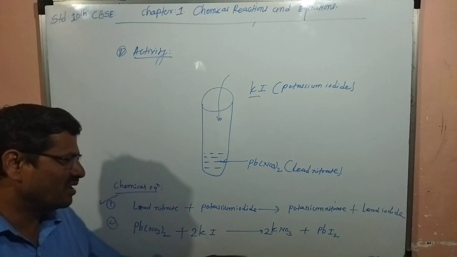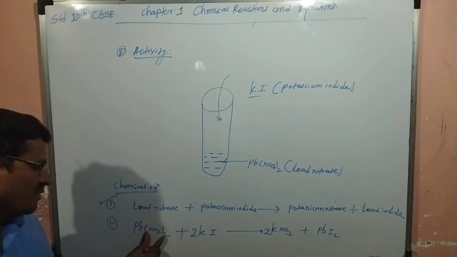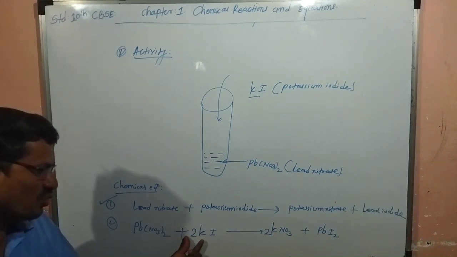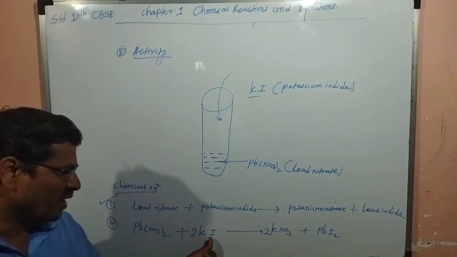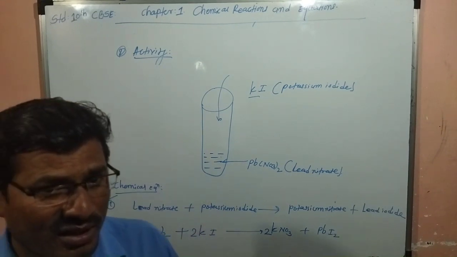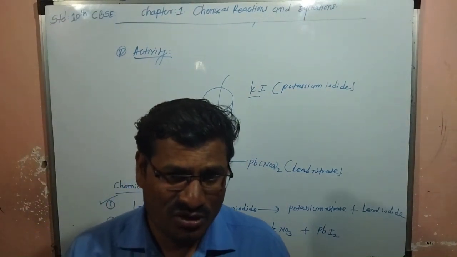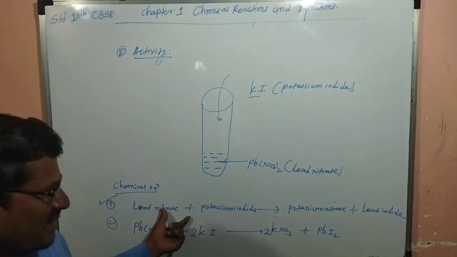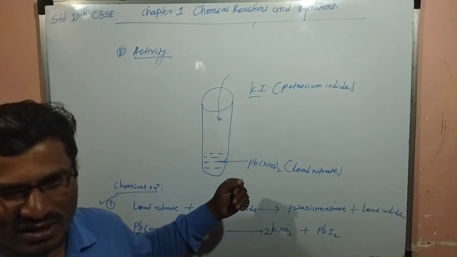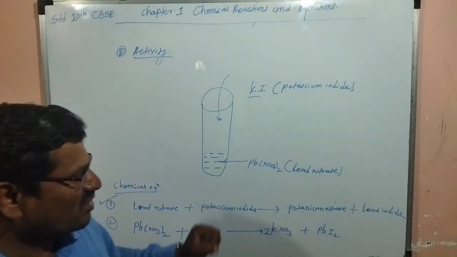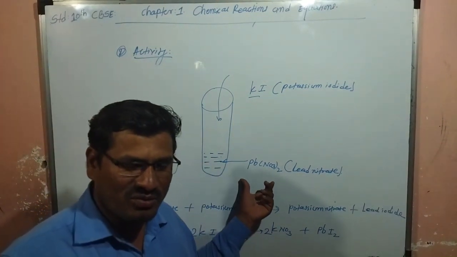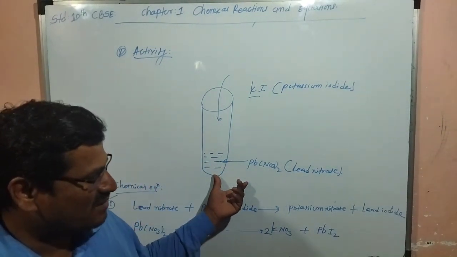So Pb 1 is there, NO3 twice is there, potassium 2K is there, 2 iodine I2 is there. So like this a chemical change takes place. Here the conversion of reactant substances into product takes place. So this is also one activity. In this also a color change, formation of a colored substance, takes place.